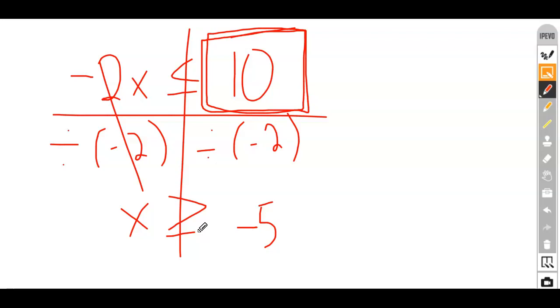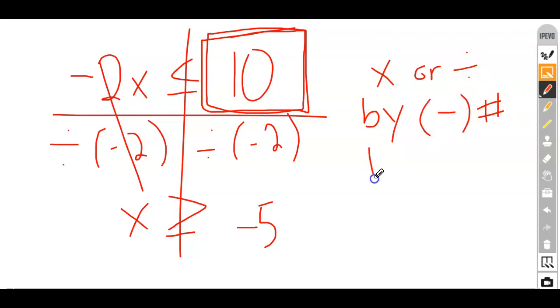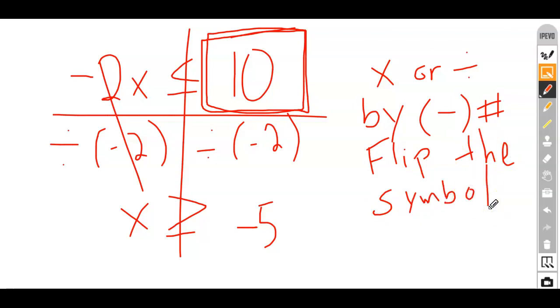I know, it's tricky, isn't it? So when multiplying or dividing by a negative number, we flip the symbol. That is something you need to write down. Put a big star over it. That is the only trick with this. The only trick. I'm not going to trick you anymore.